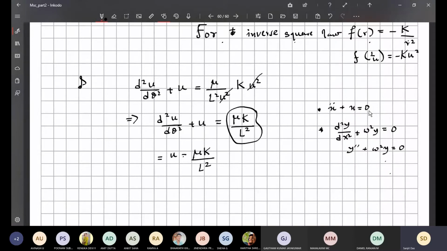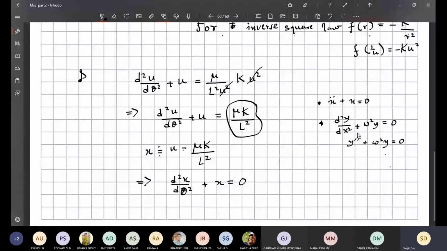I define this term, this is my definition. I'm taking this as x. If I take this thing as x, then the above equation will boil down to this equation, d theta square. So now the moment it comes, it will not be a problem for me. I can easily say this is nothing but your simple harmonic oscillation.